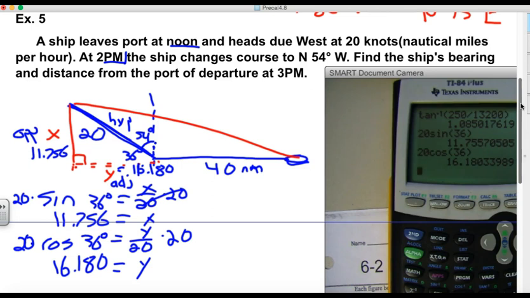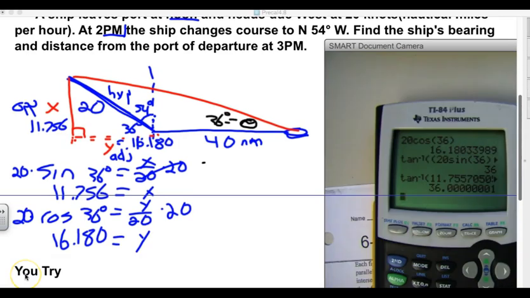So at this point, you can use this valuable information to figure out the length of the hypotenuse a couple different ways. One way that we can do that is by using the Pythagorean theorem, because we know the two legs of the right triangle, so we can do 11.756 squared plus the quantity 40 plus 16.180 squared, to find the red line. But we've got to find the bearing anyway. So let's find the bearing first, and then we can use it to find the length from where we are now to where we started.